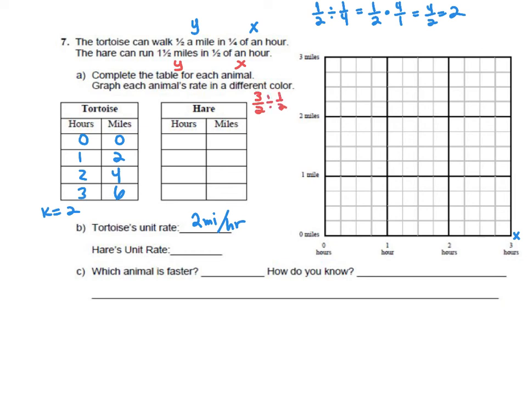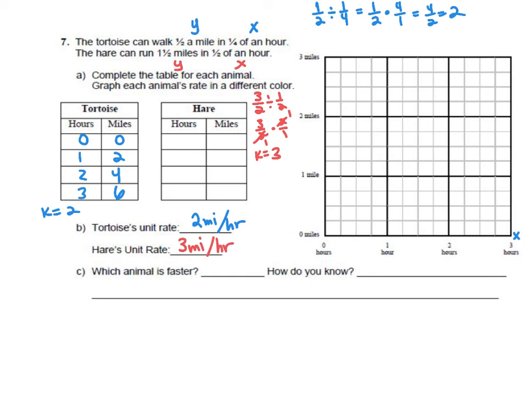Right? We're going to keep change flip. 3 halves times 2 over 1. Okay, you can either say 6 over 2, or you can cross cancel if you want. And you just know it's 3. So k equals 3. Remember, constant of proportionality is also unit rate. So that means 3 miles per hour.